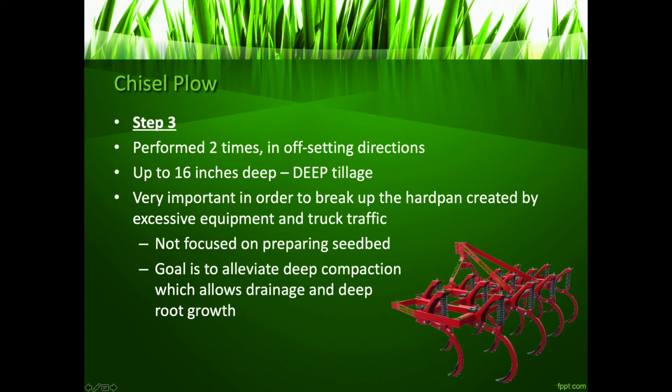The next implement used is the chisel plow. The chisel plow is used 2 times in offsetting directions. The chisel plow is used for what is called deep tillage. This means that the implement may reach depths of up to around 16 inches.